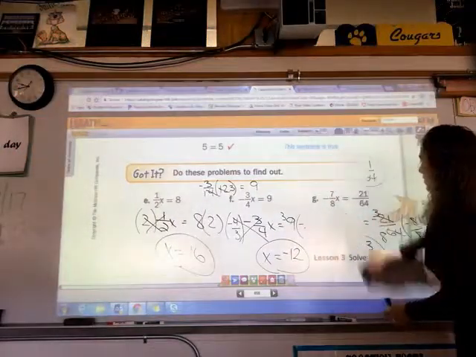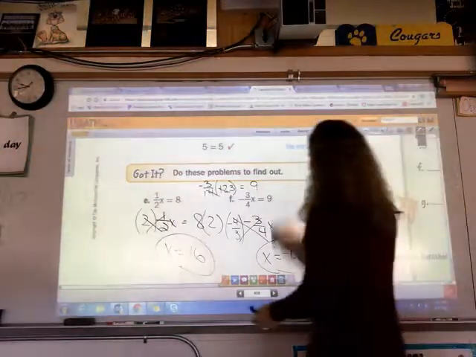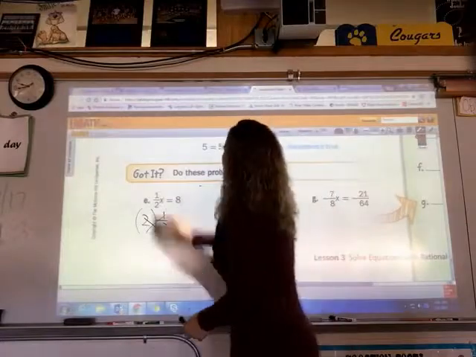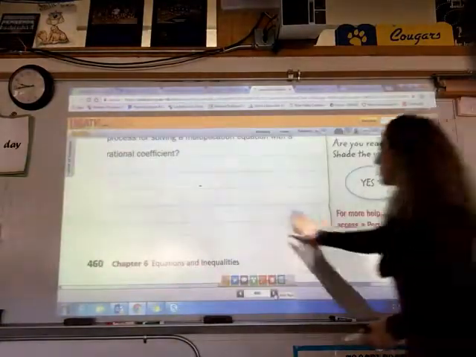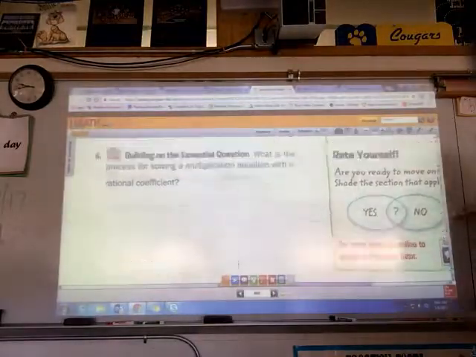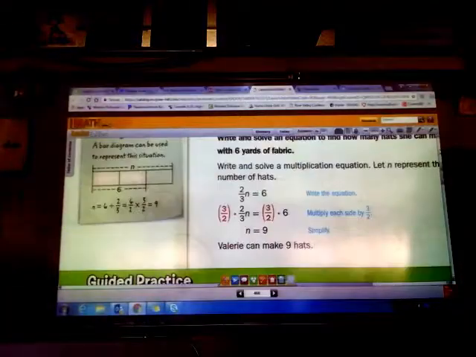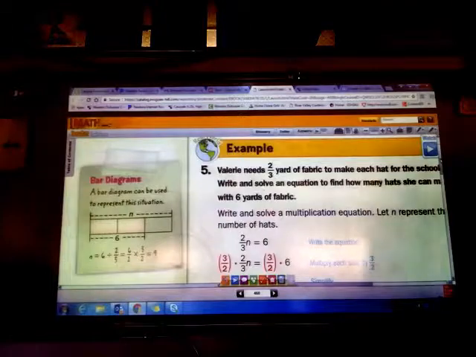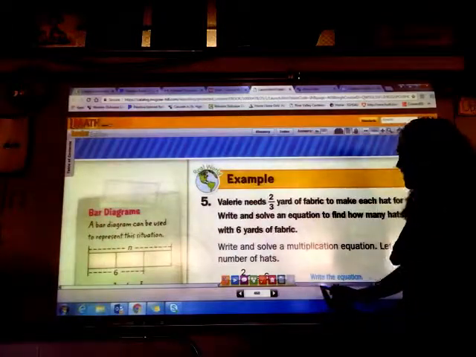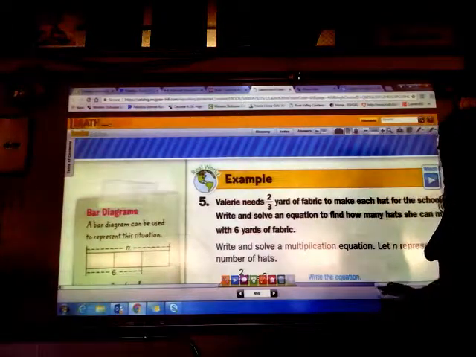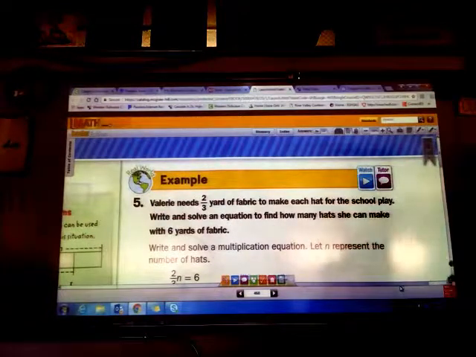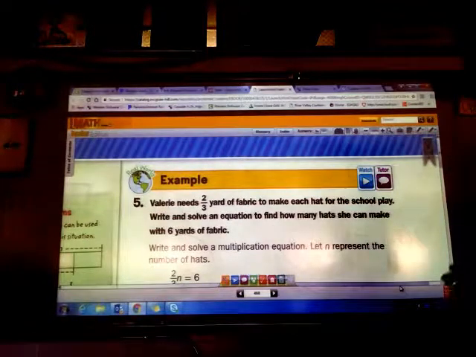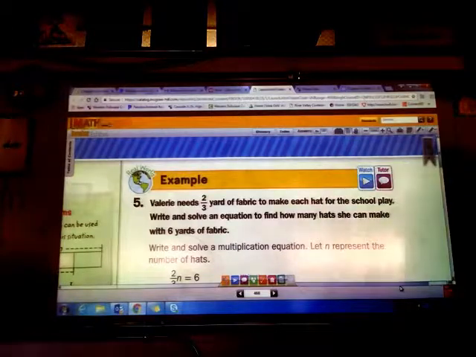Okay? Let's take a look at the real world problem on the top of 460. Again, they're giving us a situation and we're going to be setting up an equation. So let's take a look. It says Valerie needs 2/3 yards of fabric to make each hat for the school play. Write and solve an equation to find how many hats she can make with 6 yards of fabric.